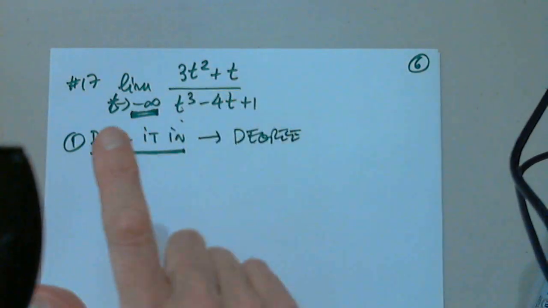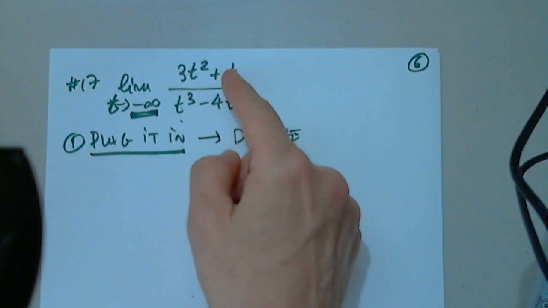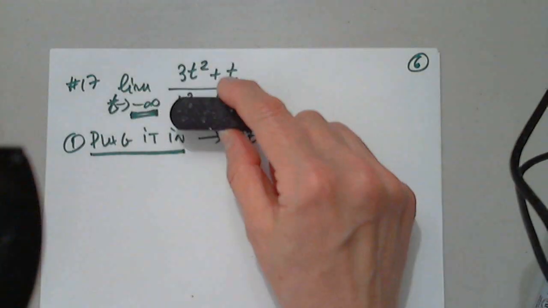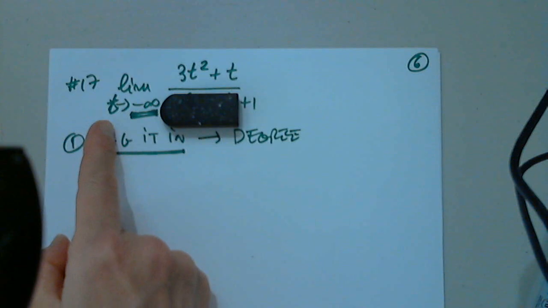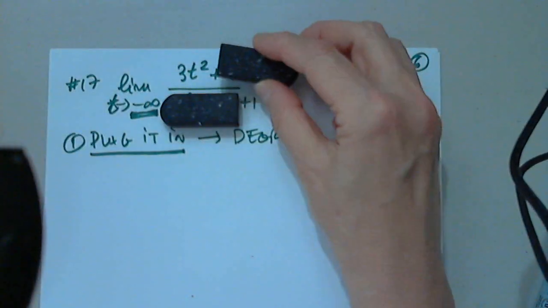So my question is, at infinity or negative infinity, doesn't matter, which of these two terms is the most powerful one? T cubed for the bottom. Between these two terms, at t approaches infinity, 3t squared. Excellent, perfect.